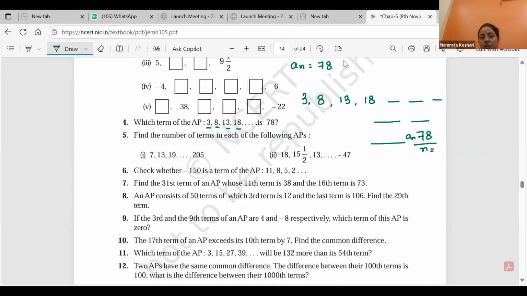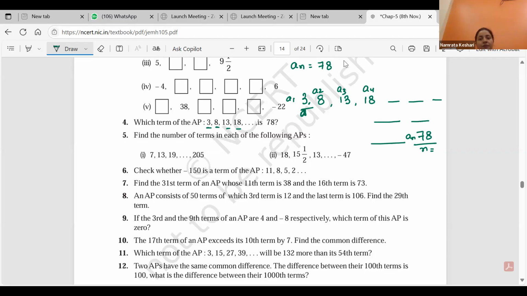Of course, this 3 is A1, 8 is A2, 13 is A3, 18 is A4, just like that A5, A6, A7, A8, A9, A10, A11, 12, 13, 14. An is 78 and n we need to find. Making sense?